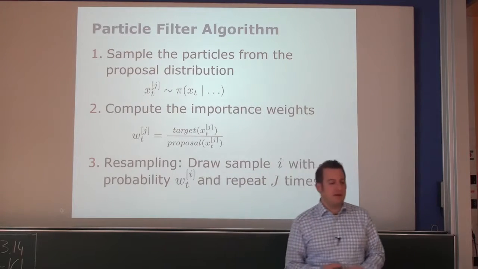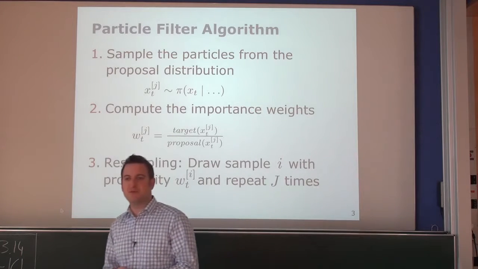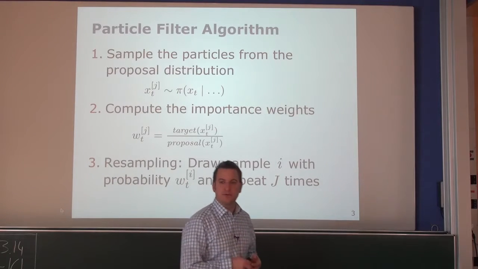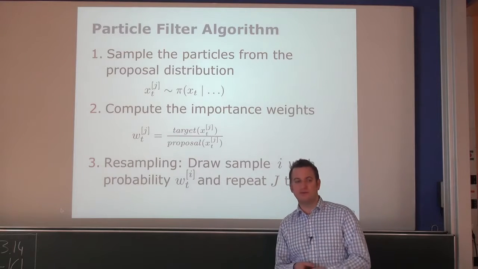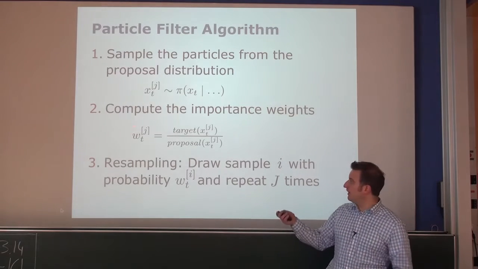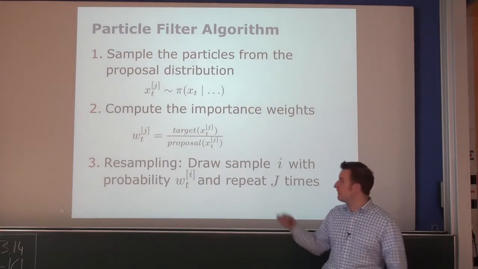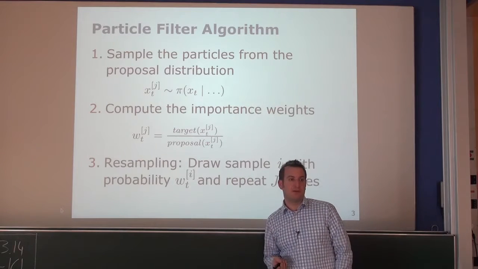And then the second step is the importance weighting step. This was a direct result from the importance sampling principle, which says that if I draw samples from an arbitrary proposal distribution, but I want to approximate a target distribution, I need to assign a weight to each sample, and the weight is given by the target divided by the proposal, both evaluated at the location of the drawn sample.